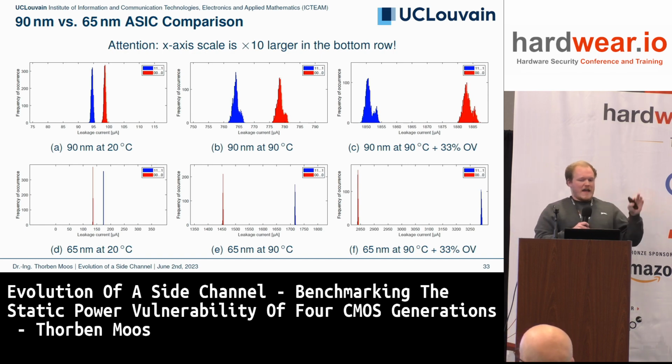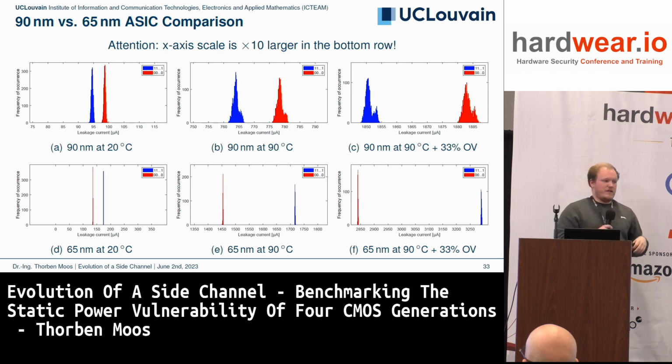Please note that the x-axis on the bottom row is 10 times as large. So the distributions are not more narrow. It's just the way of plotting here because it's 10 times as much. So the difference of means is actually much, much larger.